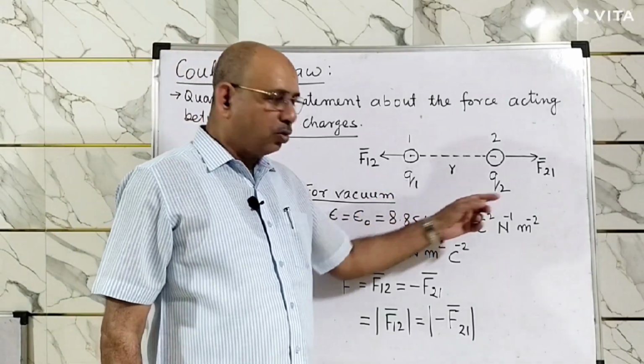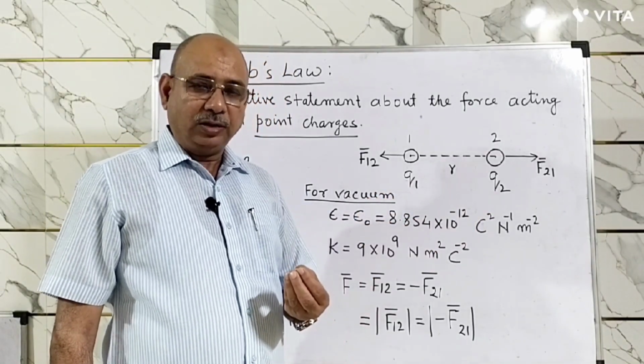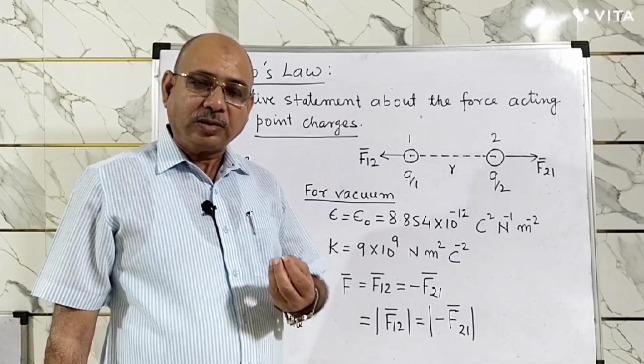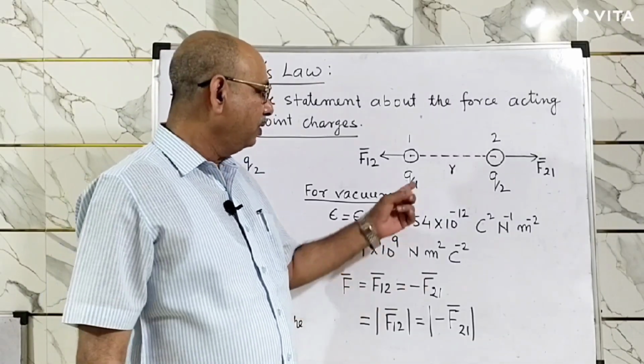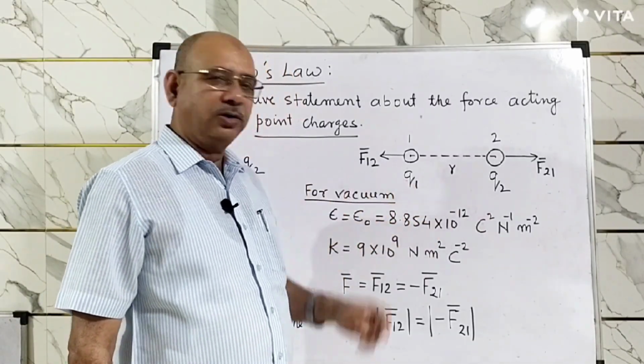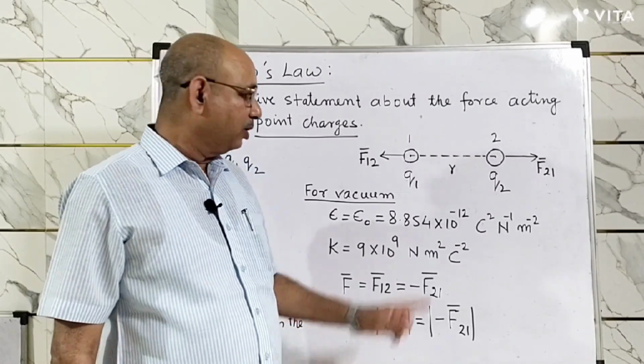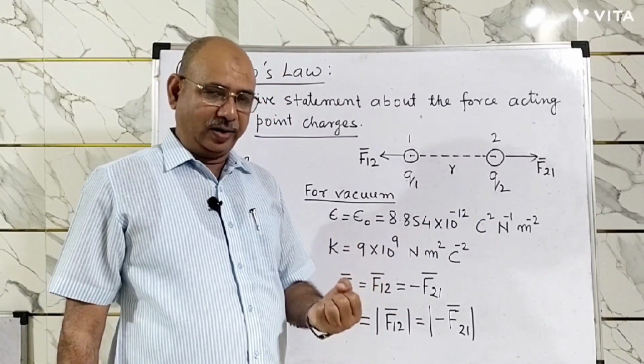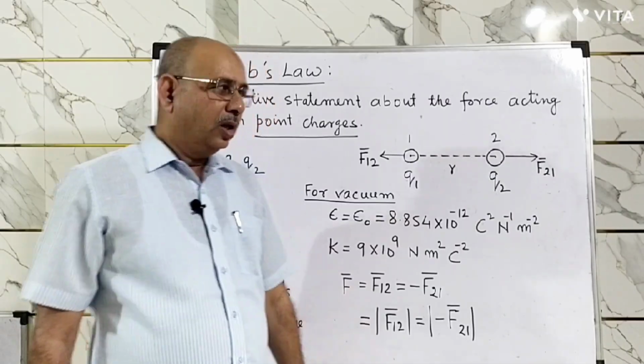If q1 and q2 have the same sign, either both positive or both negative, then the force between them is the repulsive force. And if q1 and q2 are of opposite charges, then it will be an attractive force.